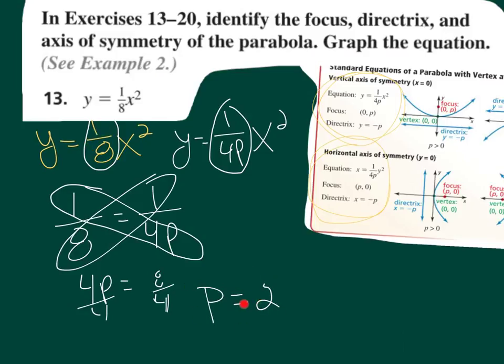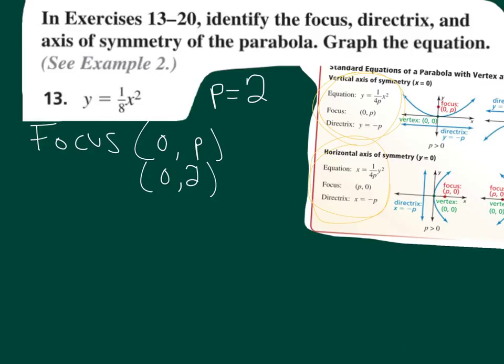Well, what was the reason for finding that p? The reason to find that p was to find the focus. Well, I know the focus is basically just 0, p. Do I know what the p is now? Yeah. So 0, 2 would be my focus.